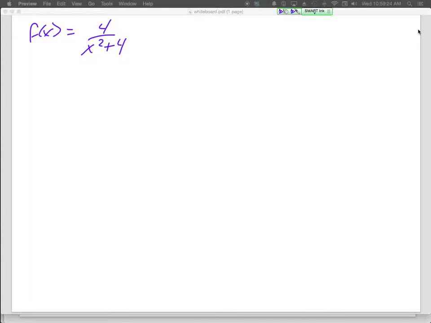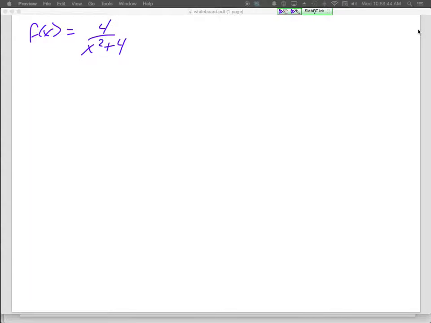So I have f of x equals 4 divided by x squared plus 4. I'm interested in critical points and relative extrema. Janine, what do I do to get started? Find the derivative. What's something I want to do to this before I find the derivative?